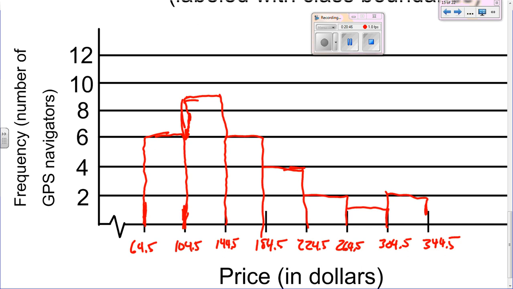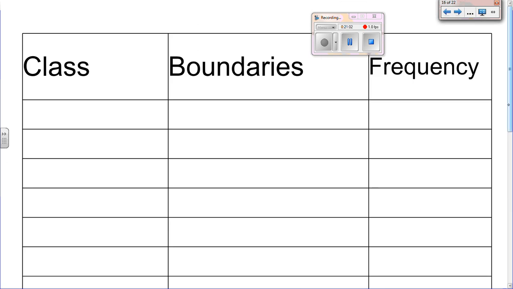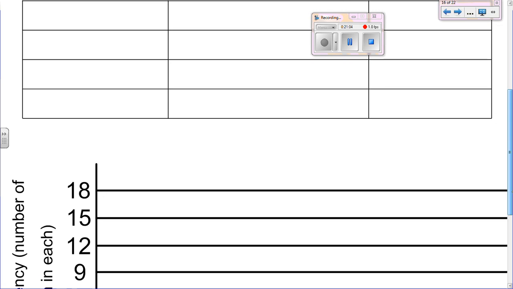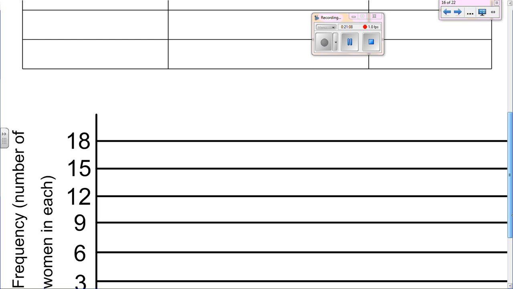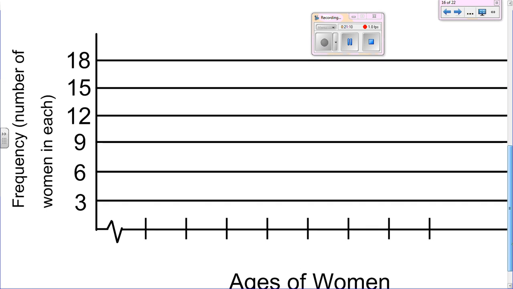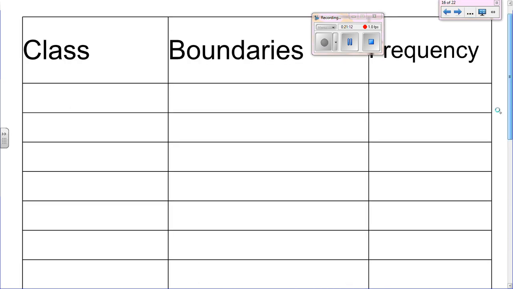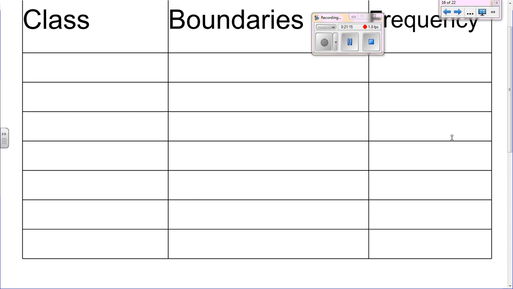Some cases it's going to ask you to find the class or use a class mark for it. Other times it's going to ask you to use your class boundaries. Okay, I want you to try this with the women's ages one. And I will do the same thing and pause the video and we can check back in.